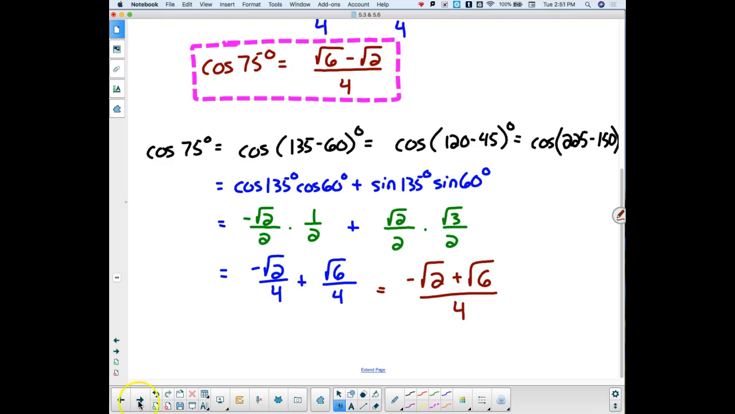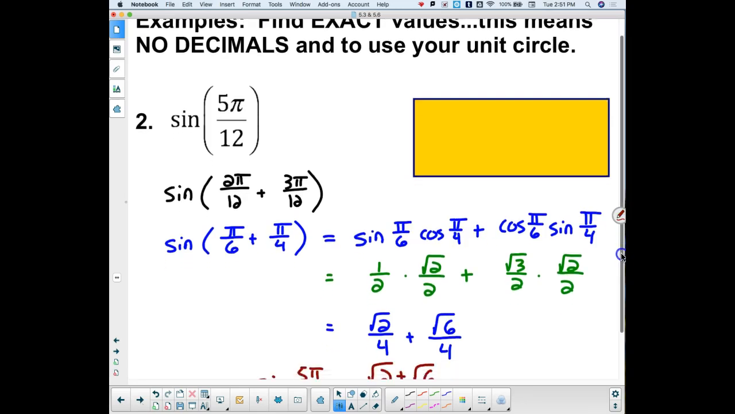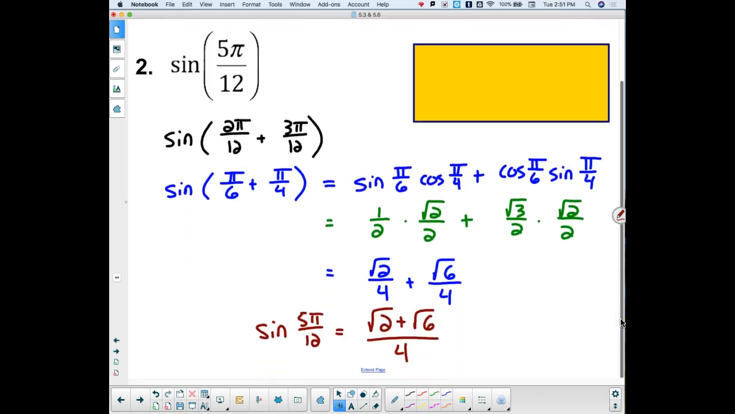Now what I want you to do is find me the sine of 5 pi over 12. This time using a difference. Oops, that should have gone away. Why didn't it go away?